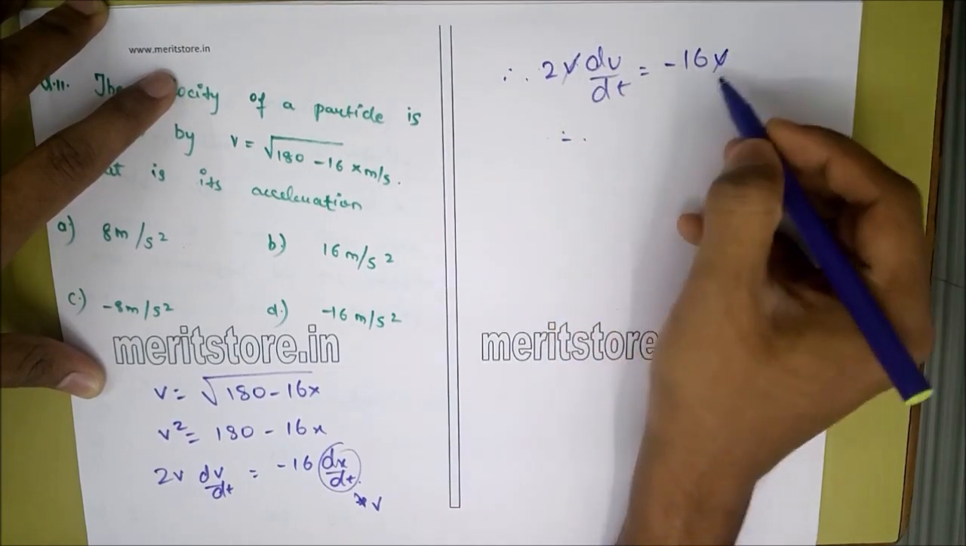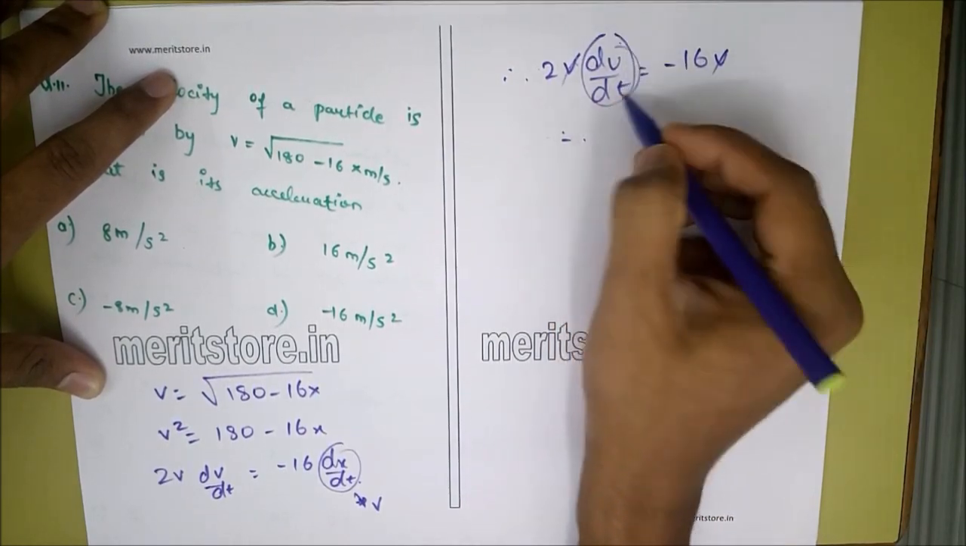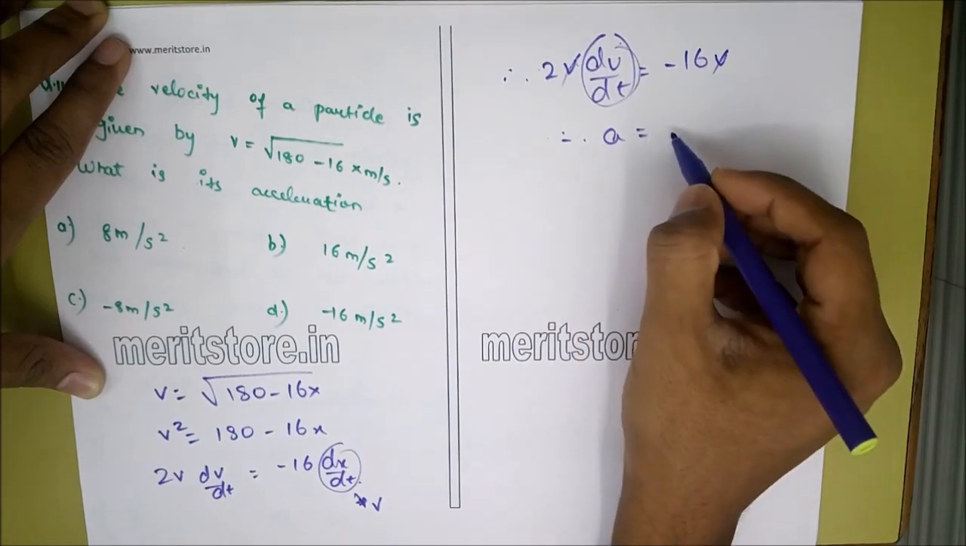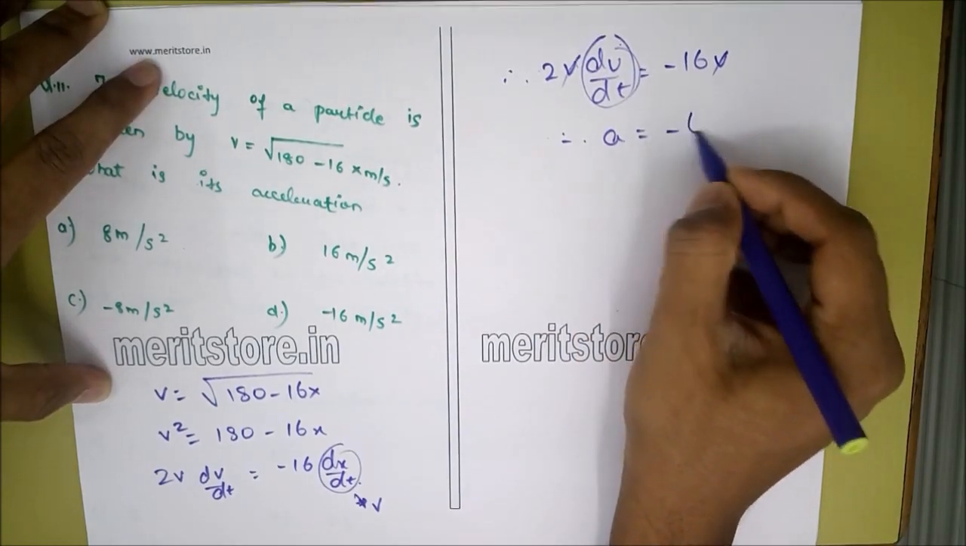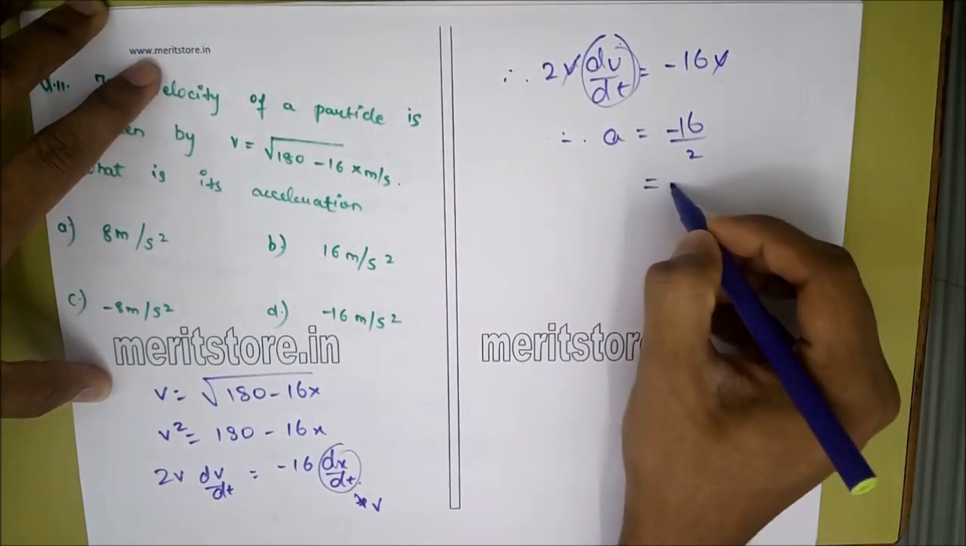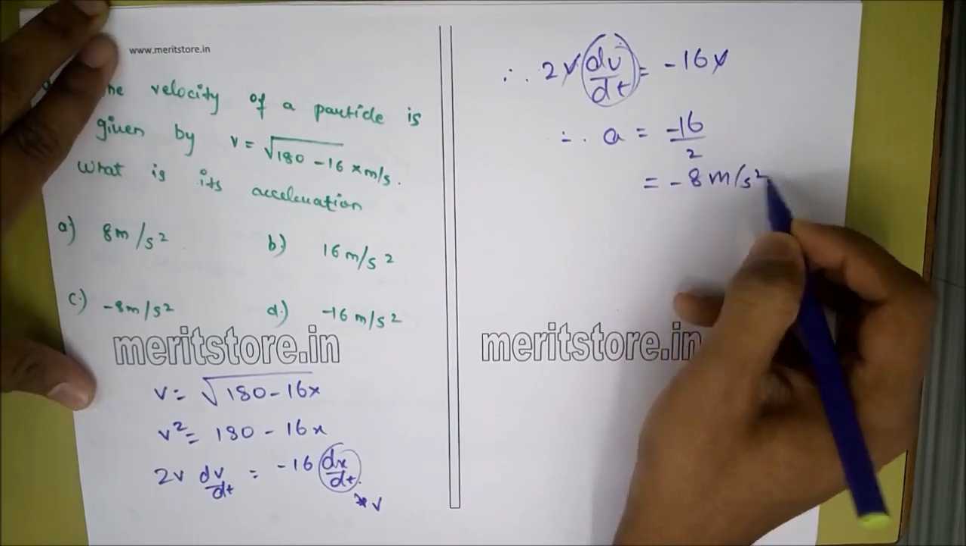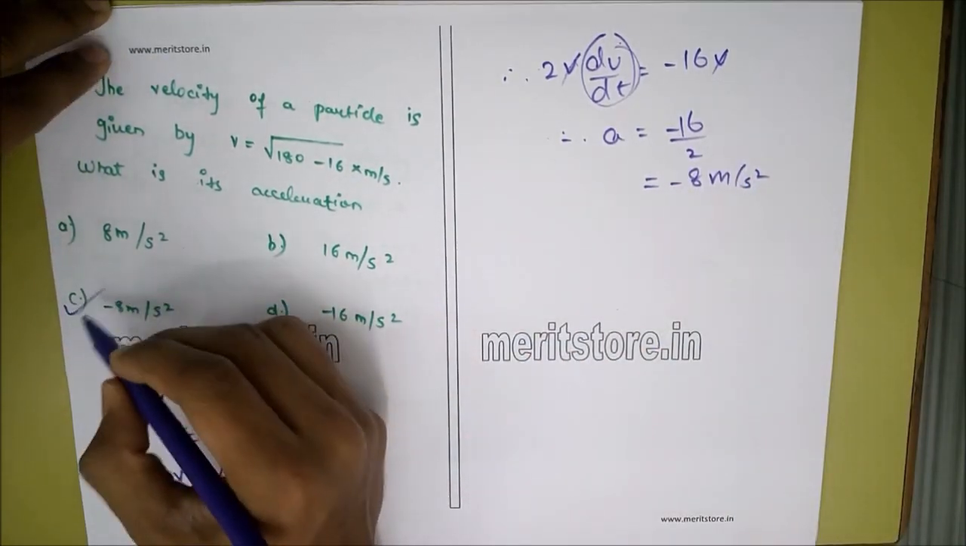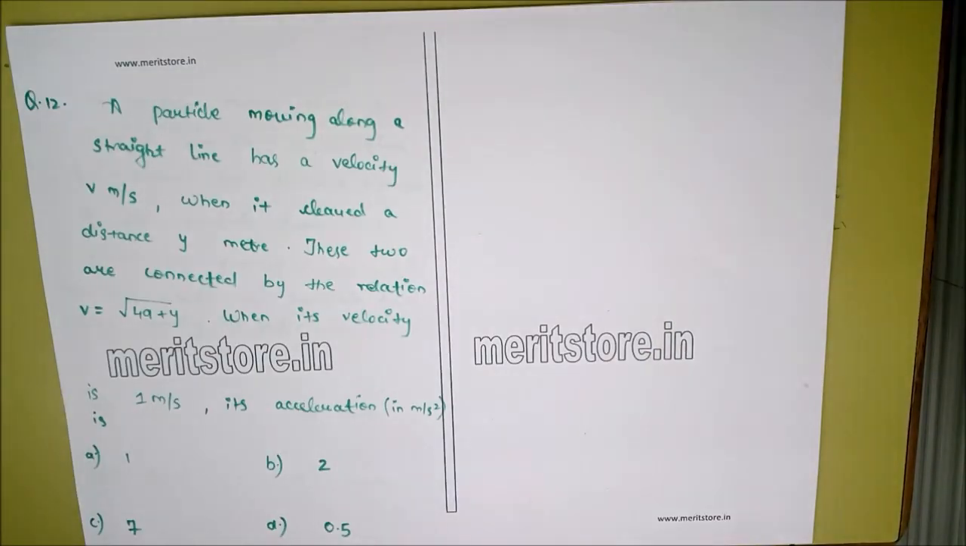Hence the v gets cancelled. dv by dt is nothing but acceleration, which is equal to minus 16 upon 2, which is minus 8 meters per second square, and hence option C is the correct answer.